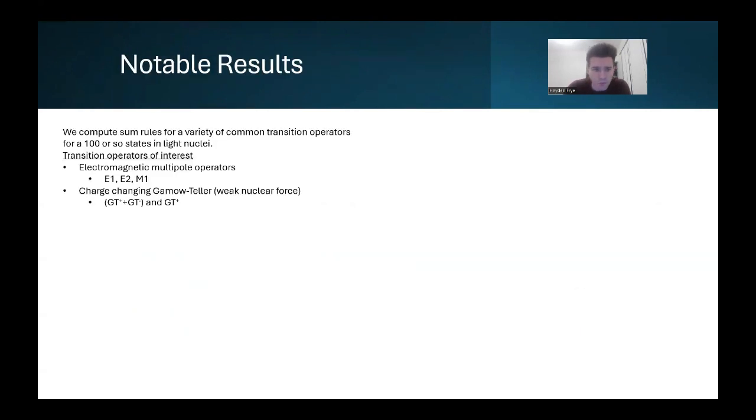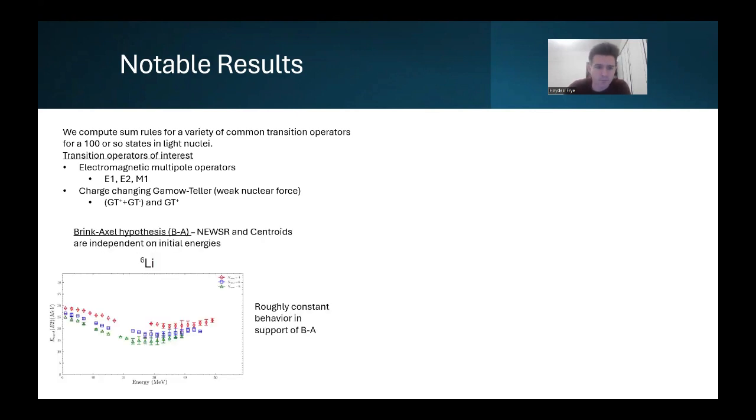To give a few notable results, we compute sum rules for a variety of common transition operators. We compute them for what are called electromagnetic multipole operators, as well as charge-changing Gamow-Teller operators governed by the weak nuclear force, and those had to do with beta decay. We compare results against well-known results. Right here, we show the Brink-Axel hypothesis, which states that non-energy-weighted sum rules are independent of initial energies. That's essentially what we see for our results, given our limited calculation space.